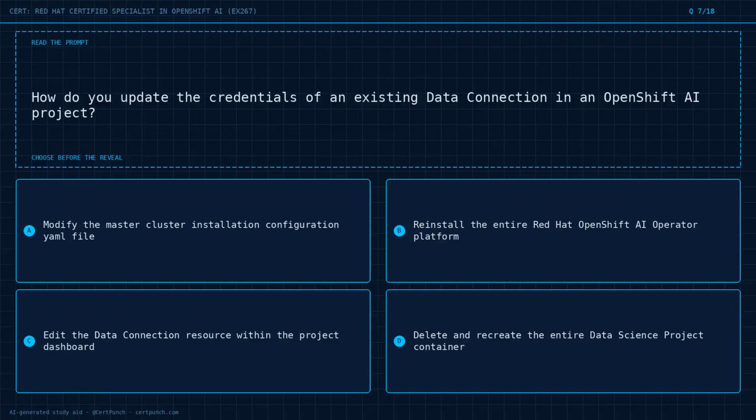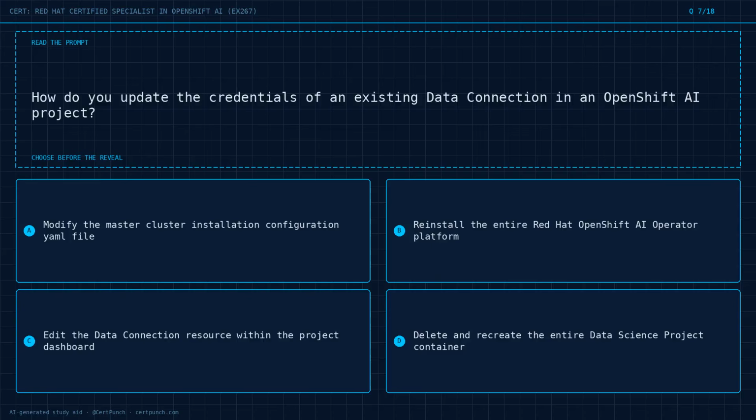Question 7 of 18. How do you update the credentials of an existing data connection in an OpenShift AI project? Option A. Modify the master cluster installation configuration YAML file. Option B. Reinstall the entire Red Hat OpenShift AI operator platform. Option C. Edit the data connection resource within the project dashboard. Option D. Delete and recreate the entire data science project container.